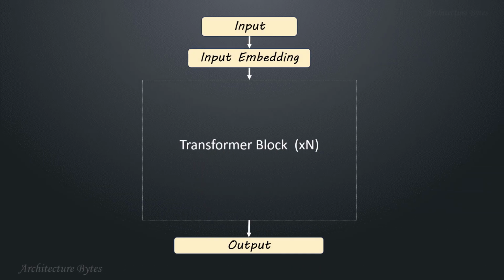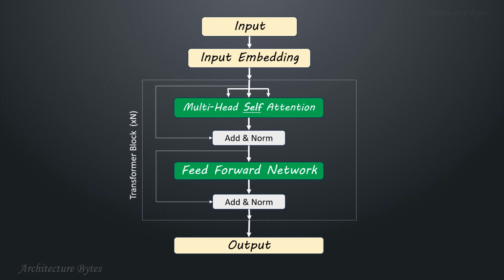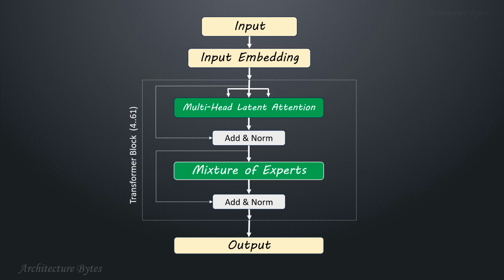Large language models are built from stacked transformer blocks. Each standard transformer block contains a multi-head self-attention mechanism to weigh input words and a feed-forward neural network for further processing. In the case of DeepSeek, there are 61 transformer blocks. The first three follow this pattern of multi-head latent attention and feed-forward neural network. The remaining 58 transformer blocks also use multi-head latent attention, but here the feed-forward neural network is replaced by a mixture of experts.